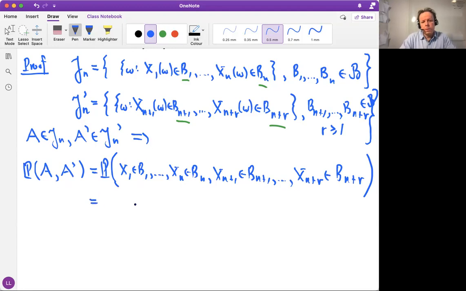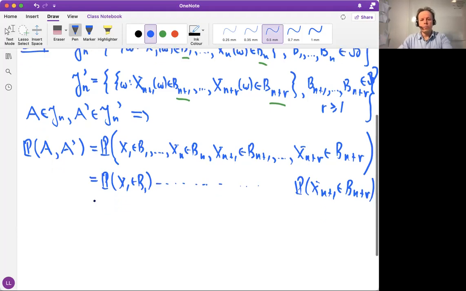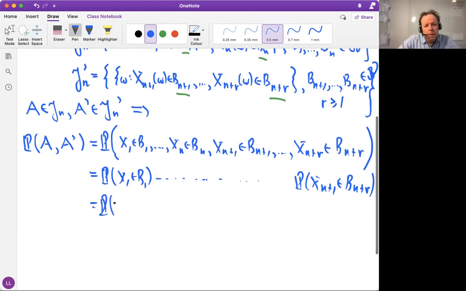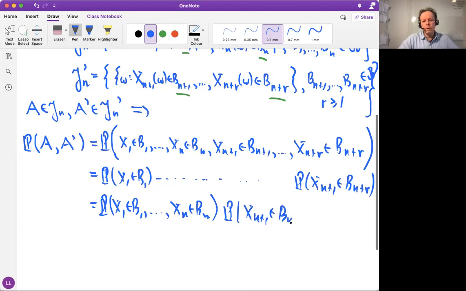And now we use the independence. All of these X's are independent of each other, so we can write it as a product. This factorizes up to here, and then it factorizes until finally we ask X(n+r) to belong to B(n+r). Okay, we factorized everything now. On the other hand, we can also factorize back, collecting in the sense that we say X1 in B1, up to Xn in Bn. We look at the joint event that factorizes into this, and then we look at the other joint event from n+1 onwards, up to X(n+r) in B(n+r).